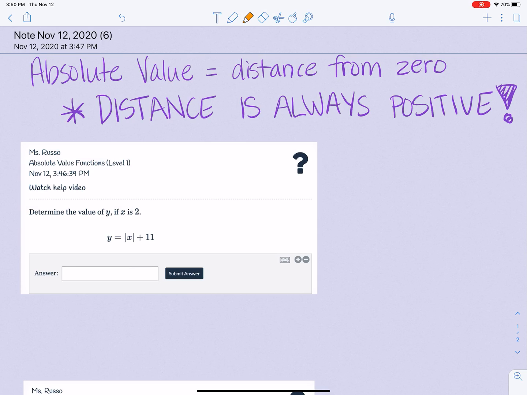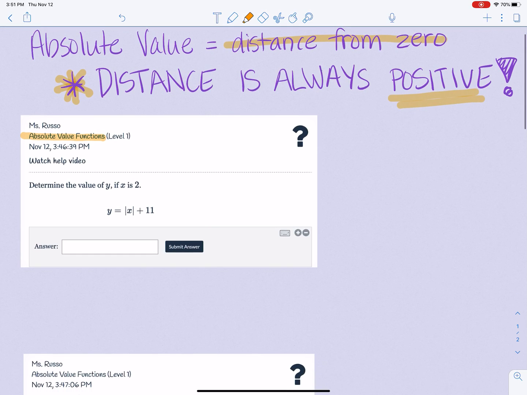Okay, today we're going to work on the section for your absolute value functions. Now, a couple of things that you have to remember. Absolute value is the distance from zero. So how far is your number from zero? And I want you to remember that distance is always positive, always positive. So we just have to find out how far your number is from zero.